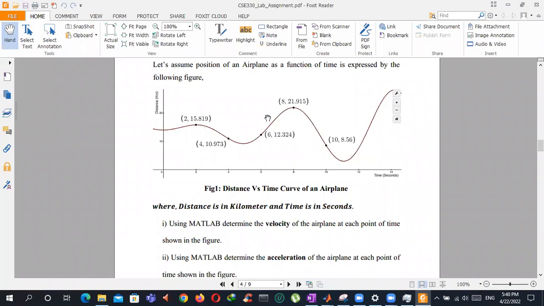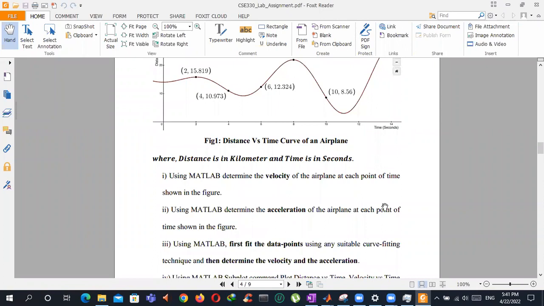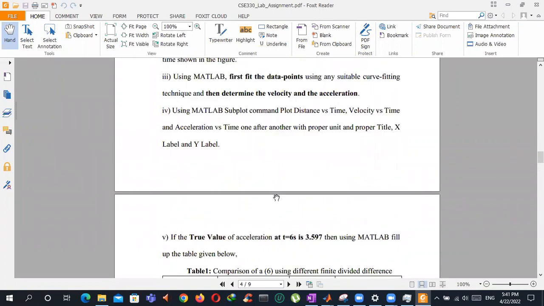So here the data points have been given. You just have to fit the curve first, and then you have to determine the velocity and acceleration. So I guess the assignment problems are pretty much understandable now, right? Any queries regarding this problem or the next problem?